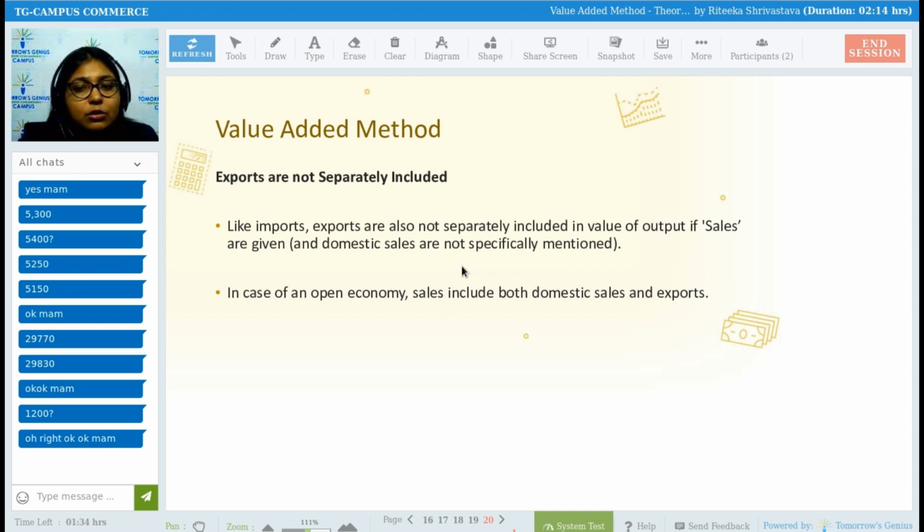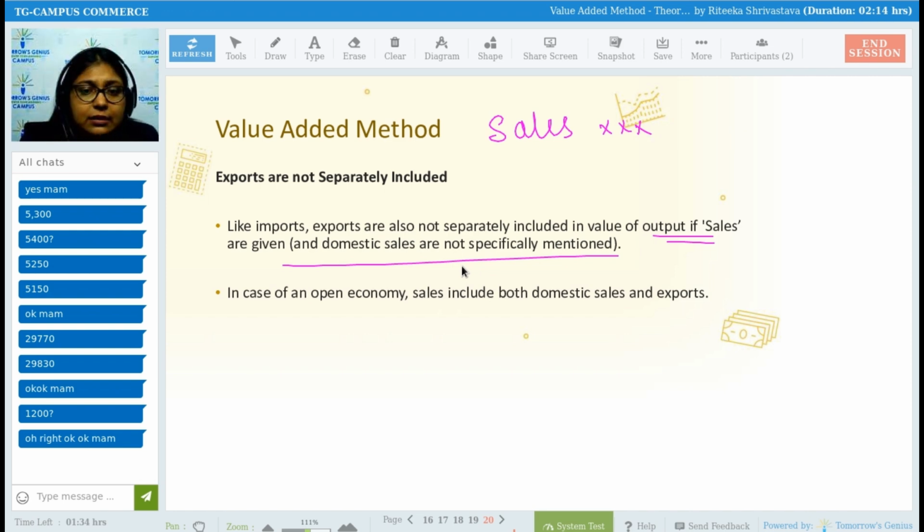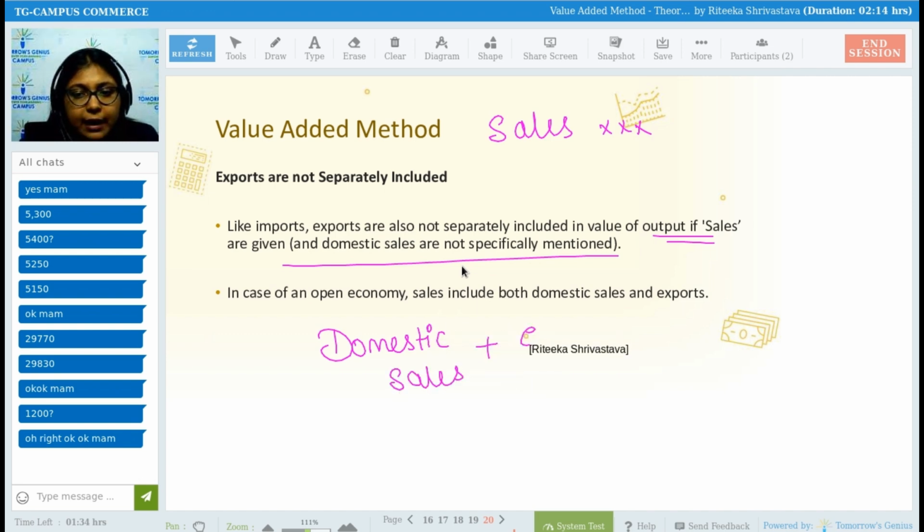In the same way, exports are not separately included in the value of output if sales are given and domestic sales are not specifically mentioned. In an open economy, sales include both domestic sales plus exports. So if direct sales is given in the question, there is no need to do anything else; just take the value given in front of sales. But if direct sales is not given and they are domestic sales, then you will have to add exports.